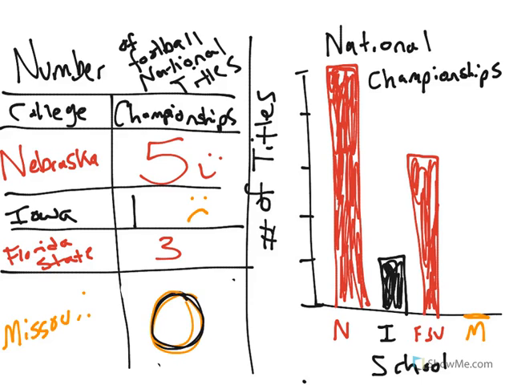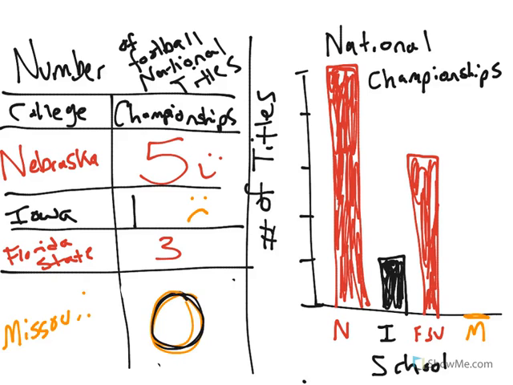Let's just take a minute to enjoy that graph and how beautiful it looks. Notice that Nebraska's way up there in the clouds. Iowa's got 1. It was a long time ago, so I guess that's nice for them. Florida State's got 3, so that's respectable. Who knows, they could get another one this year. And then notice, there's one school at the end there that's kind of missing and doesn't have any, and that's unfortunate, but who knows? Maybe they'll win one someday. On to the next part.